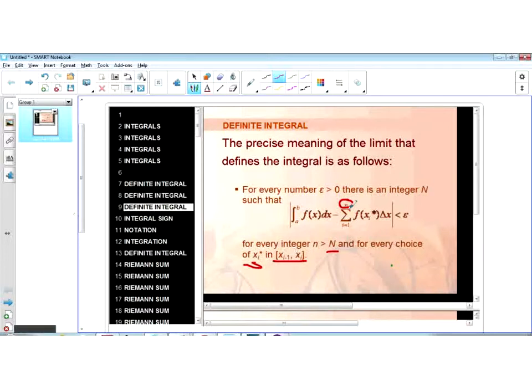So if you increase this n, make it bigger and bigger, then for any epsilon greater than 0, the absolute value of the difference of these two numbers will be less than epsilon. So that's the definite integral, the definition. In other words, the true value, which is marked by this integral, is approaching the approximating value, which is this summation notation, and it keeps getting closer and closer as epsilon grows smaller and smaller. So that's all that means.